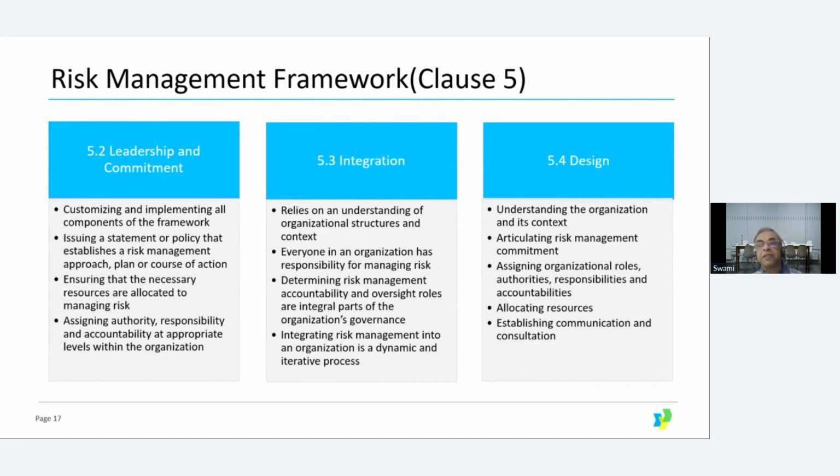Now, coming back to the next point, it will be on the design part of it. What is design?